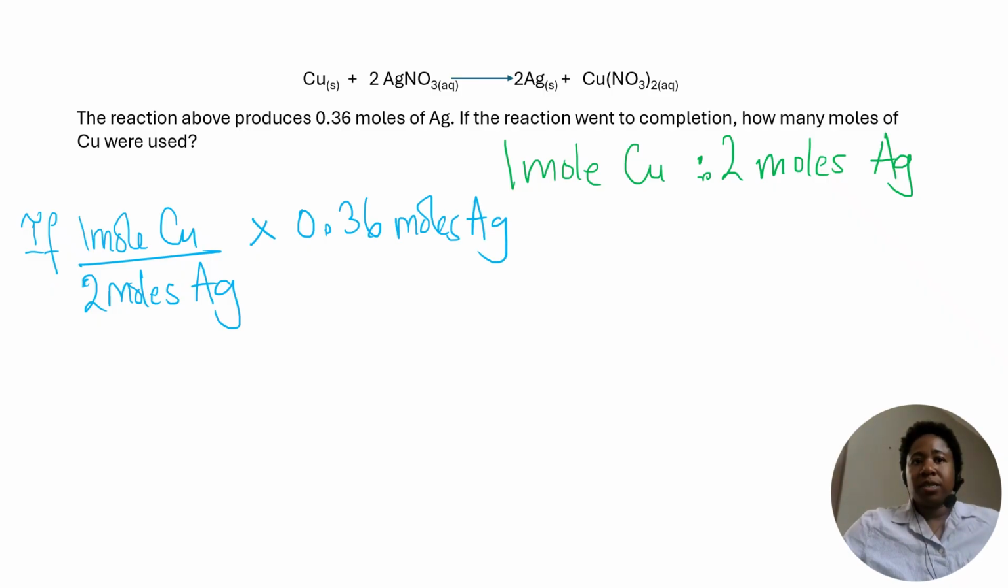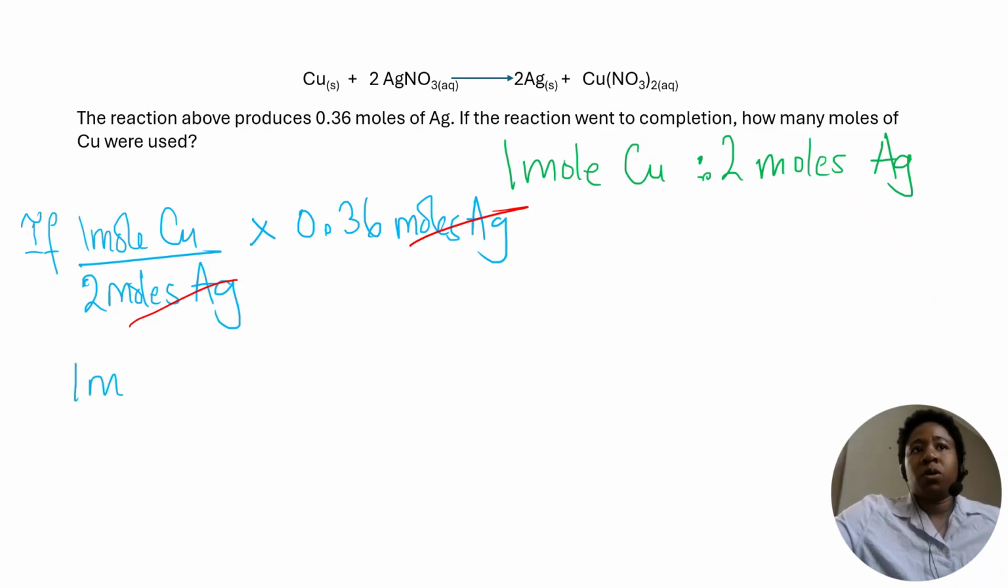So when we look at the setup here, we begin to see that this is going to cancel out the mole silver because we have mole silver in the denominator and mole silver in the numerator, which is what we want because we want that to cancel out so that we're left with moles copper. So from a numeric standpoint, we are ultimately left with 1 times 0.36 divided by 2, if we're only thinking about numbers.